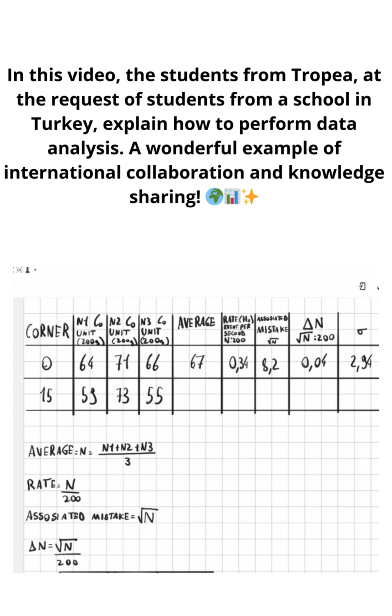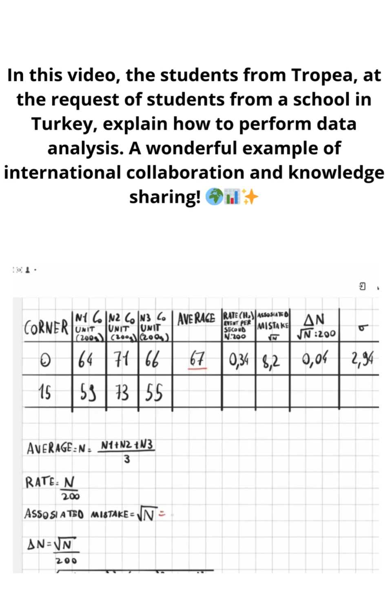Once this is done, we go to find the associated mistake, that is equal to the square root of n. So, for example, if we use the first line data, the square root of 67 is equal to 8,2.